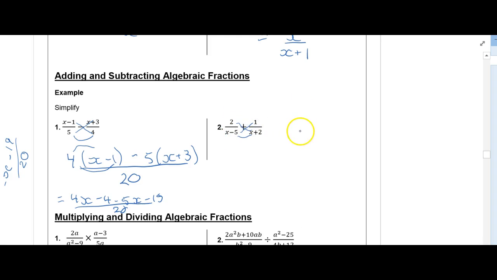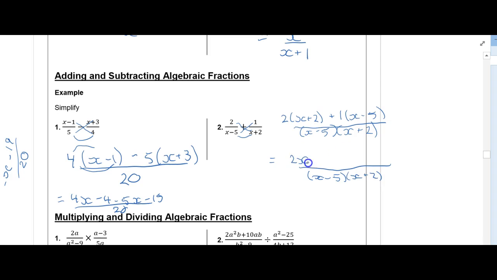Common denominator is x minus 5, x plus 2. And I've got 2 outside of x plus 2 plus 1 outside of x minus 5. I can't do anything to the denominator, so I'm not even going to expand it. I'm just going to leave it, and I'm going to collect like terms on the top. So I've got 2x plus 4 plus x minus 5, and the numerator is going to be 3x minus 1, and the denominator hasn't changed at all the whole time, and that's my answer.